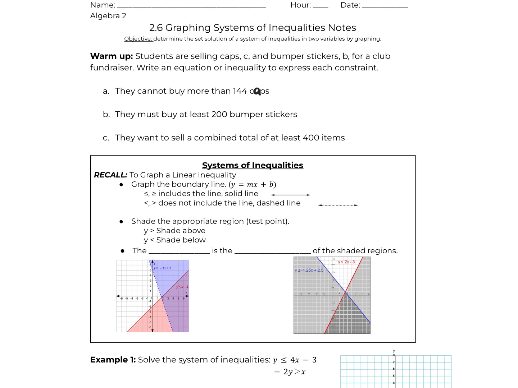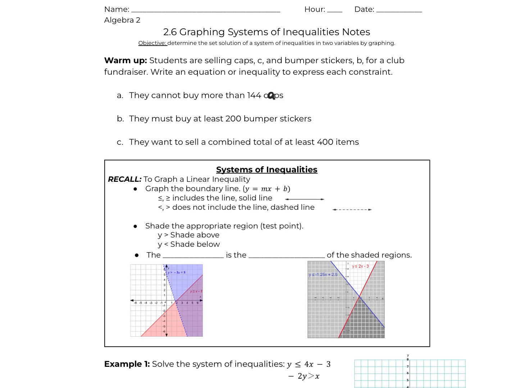Students are selling caps, C, and bumper stickers, B, for a club fundraiser. We're going to write an equation or an inequality to express each constraint. So the first constraint tells us they cannot buy more than 144 caps. So C is for caps. So the number of caps that they can have is going to have to be less than or equal to 144. It's okay if they buy 144, they just can't buy more than that.